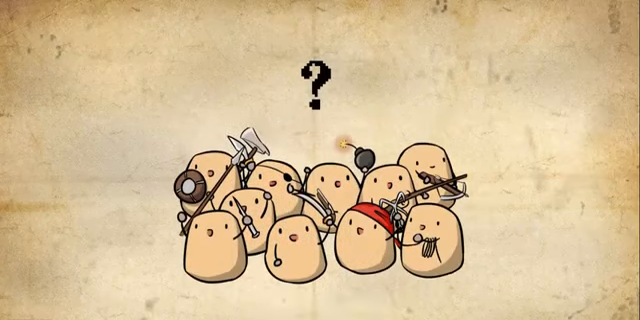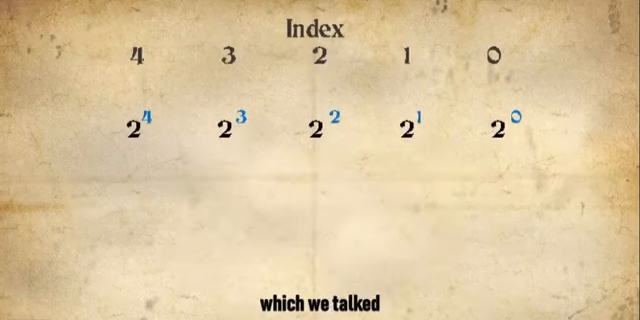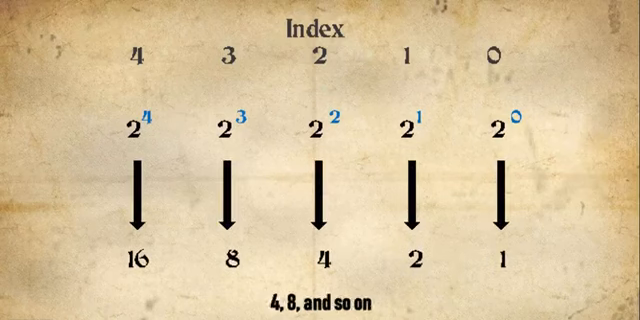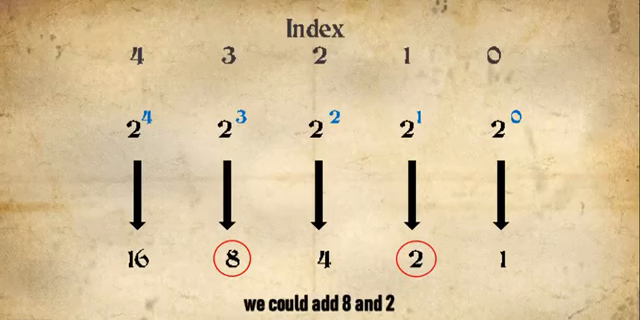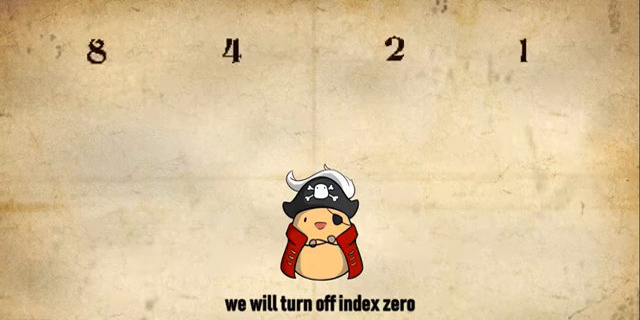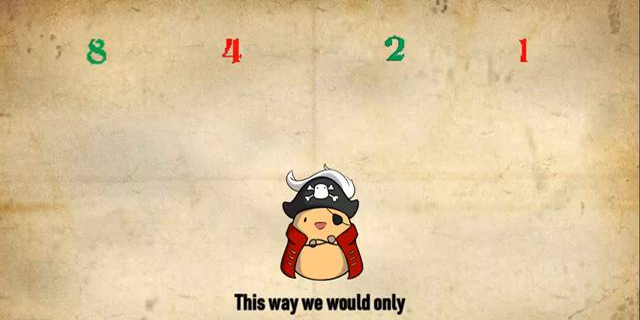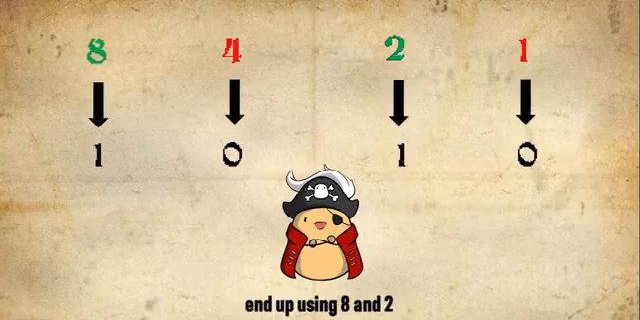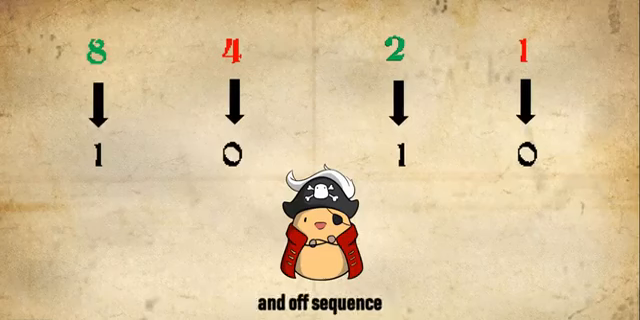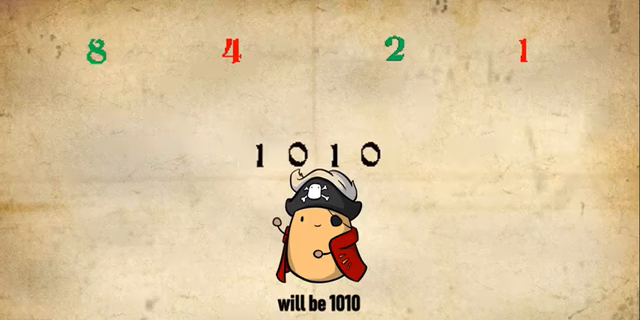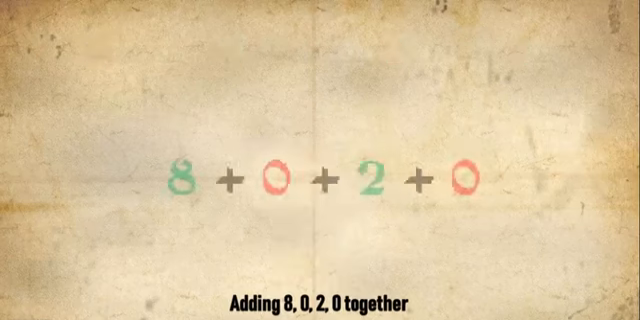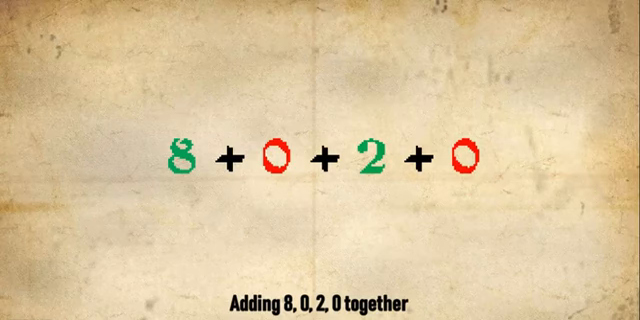Now, if I want to write my crew of 10 in binary, how do we do it? Remember the different numbers at each index which we talked about earlier. We need to find out how to get 10 from these numbers: 1, 2, 4, 8, and so on. So for 10, we could add 8 and 2. To do so, we will turn off index 0, on index 1, off index 2, and on index 3. This way, we would only end up using 8 and 2. So the binary number based on the on and off sequence will be 1, 0, 1, 0. Adding 8, 0, 2, 0 together, we get 10.